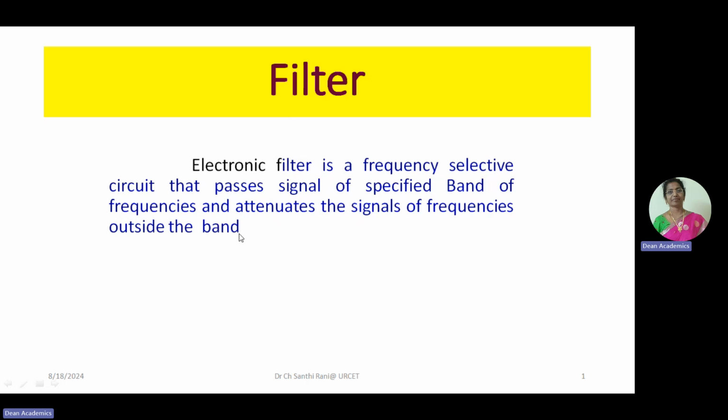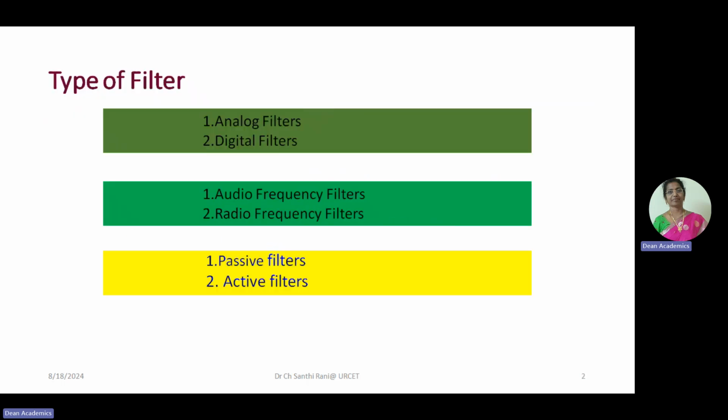We all know that an electronic filter has to allow a certain set of frequencies and it has to attenuate some frequencies, which is also known as a filter. Okay, so this is the definition of a filter. Now let us see how these filters are classified. These filters are classified into different types.